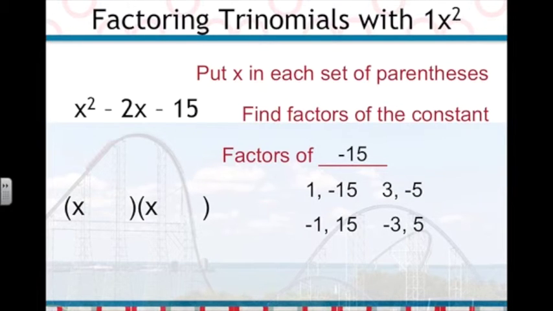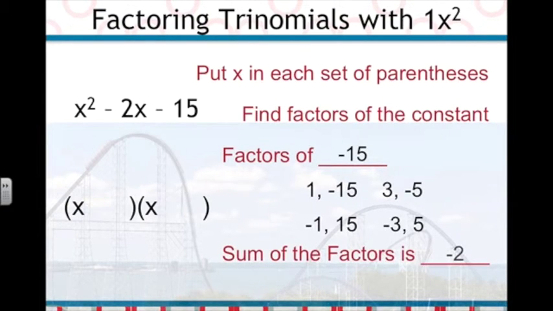But which pair of factors should we use? We want the sum of the factors to be a minus 2, because there is a minus 2x in the middle of the trinomial. 1 and negative 15 add up to negative 14. And negative 1 and positive 15 add up to positive 14. So neither of those pairs of factors works. 3 and negative 5 add up to negative 2. So that's the pair we want.